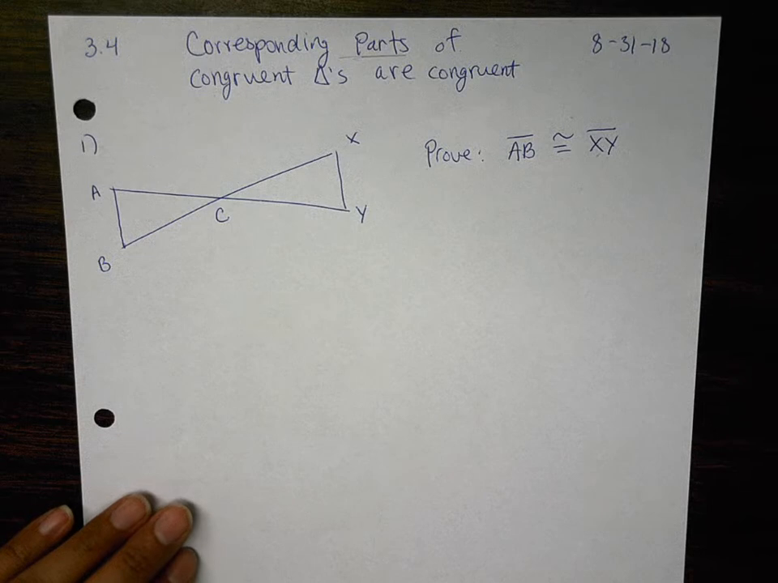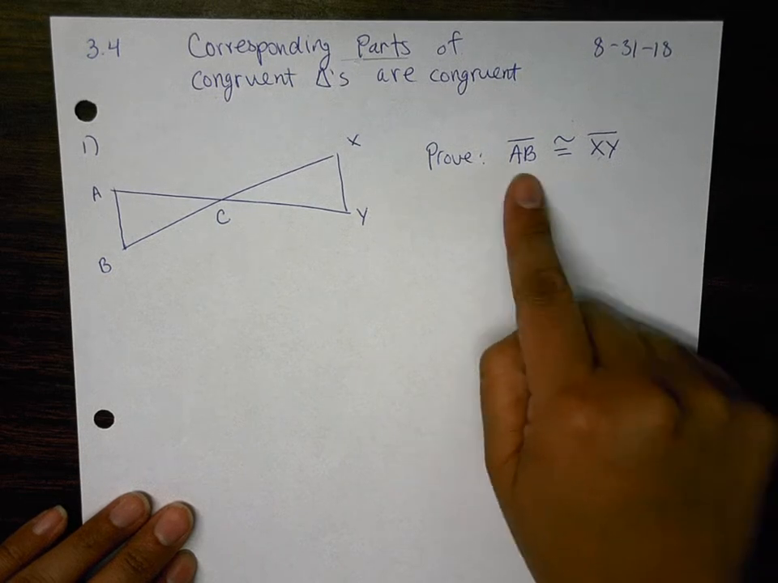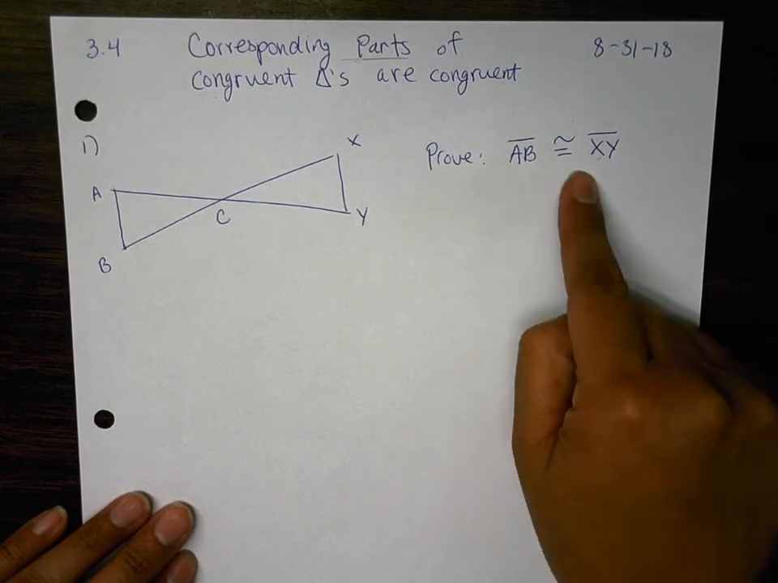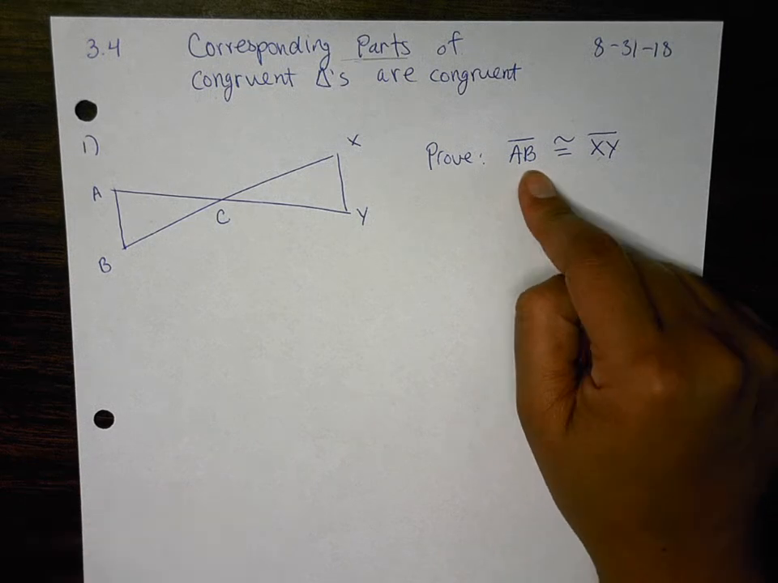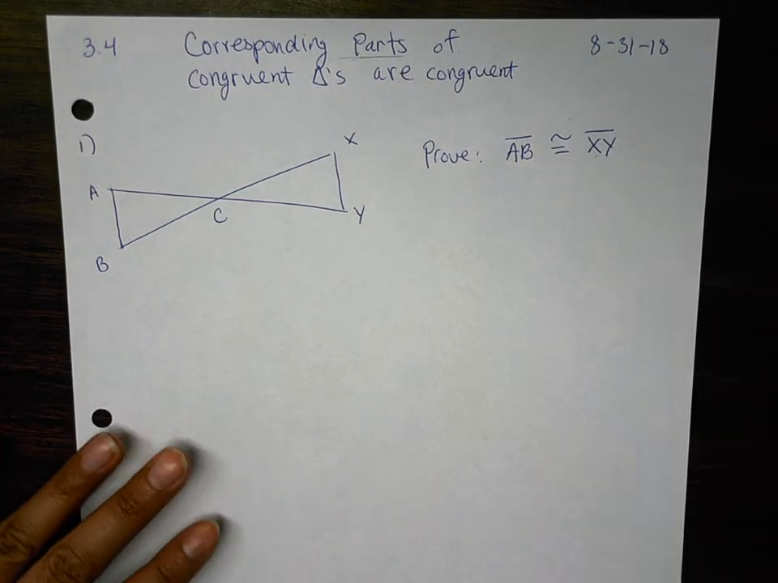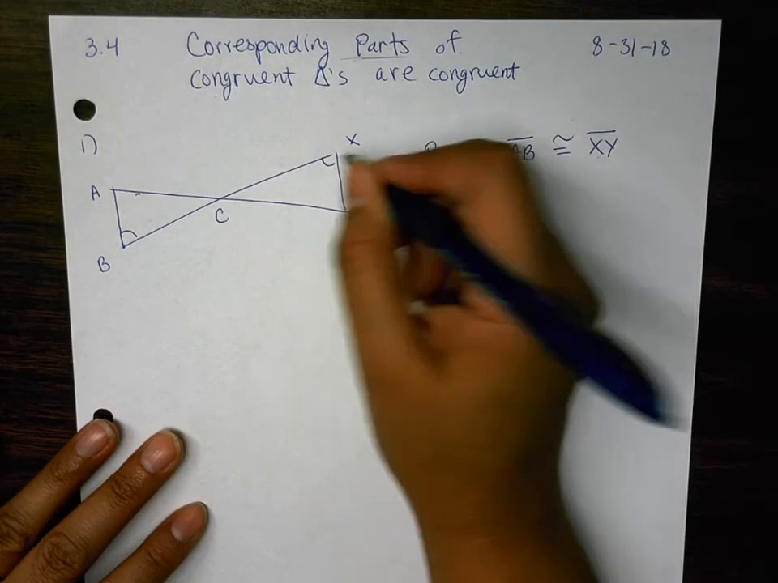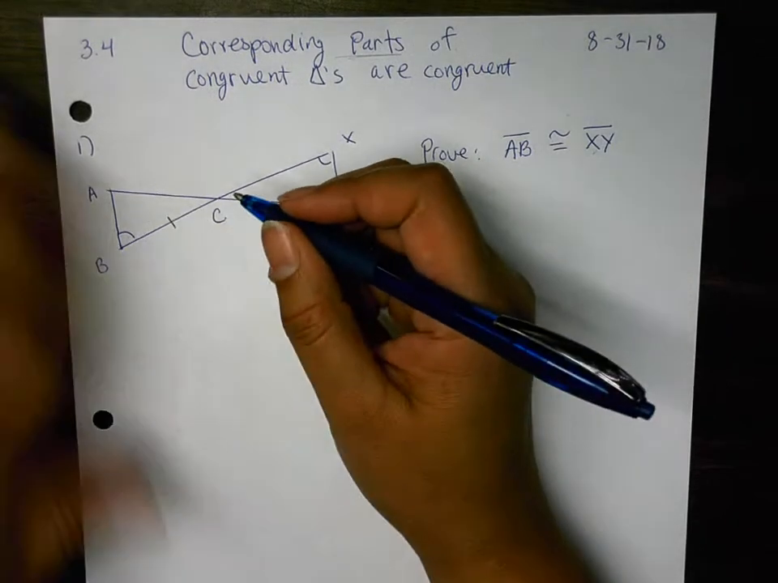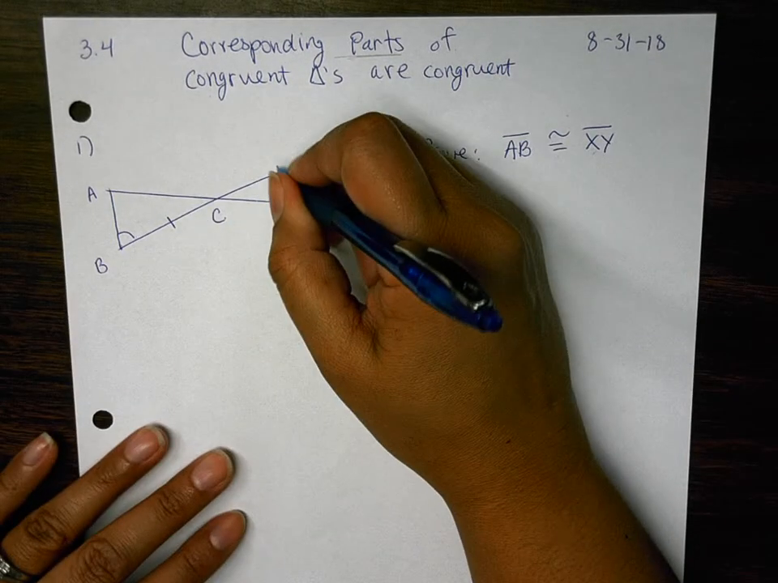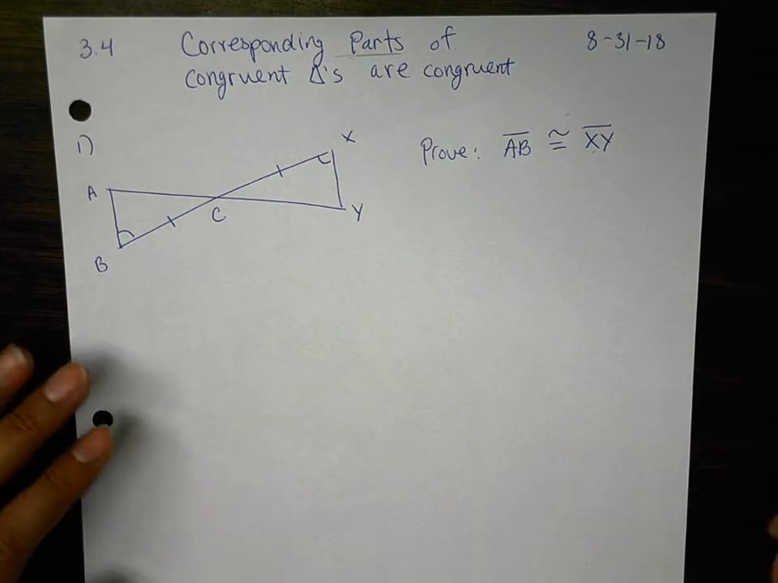Okay, so what am I trying to prove? Am I trying to prove the two triangles are congruent or parts of the triangle are congruent? Parts. Can you guys say that? We're trying to prove that parts are congruent, which means we first have to prove the triangles are congruent. All right, I'm going to give you some freebie markings. Angle B is congruent to angle X. That's given information. Side BC is congruent to CX.